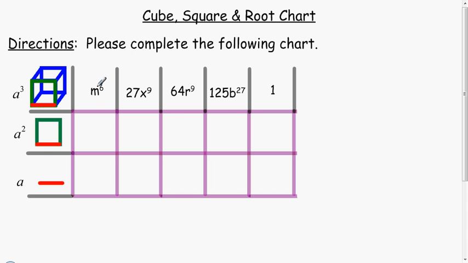Okay, and if I try and take the cube root of m to the 6, it will be m squared, because I will divide the exponent by 3. Now, if I were, in fact, going to square that to come up to this row, it's as simple as multiplying the exponent by 2, giving me m to the 4th.